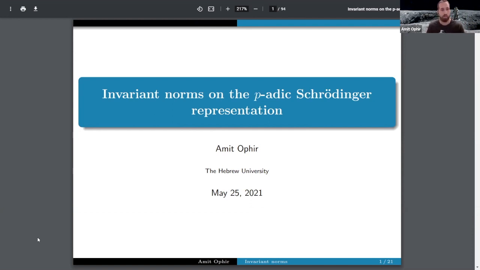One of the motivations for my talk comes from the study of a p-adic Fourier transform, and I will begin with quickly reviewing this Fourier transform and how some properties of it are related to invariant norms. And as the Fourier transform is intimately connected to the Heisenberg group and its representation theory, I will also quickly review these two. And at the end, after talking about some results, I will end with some open questions.